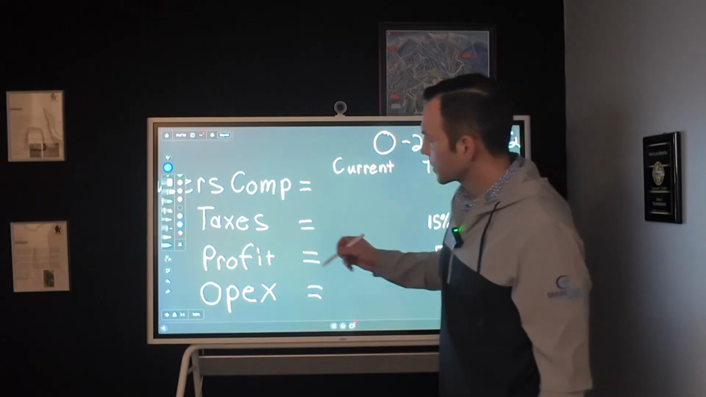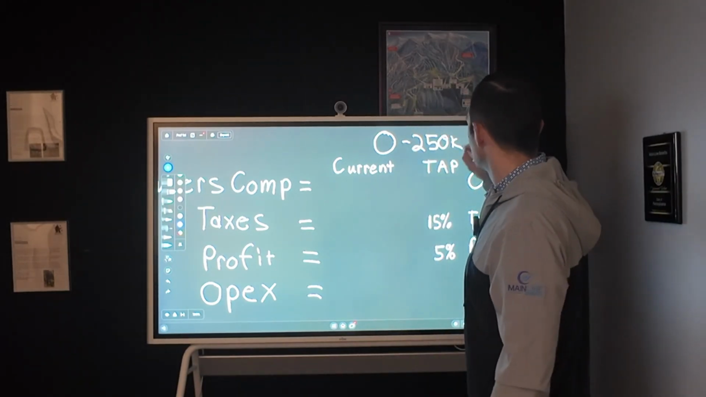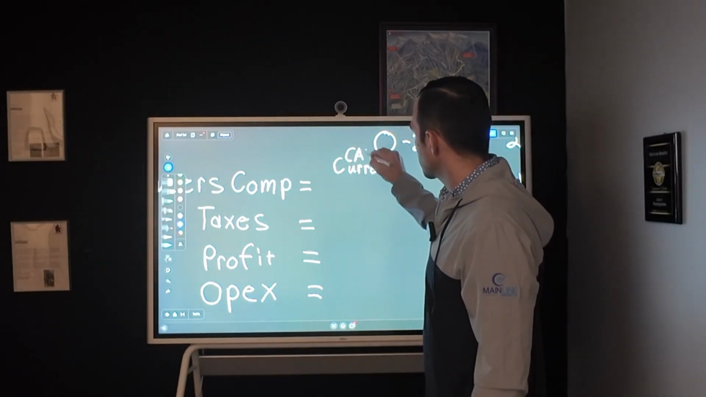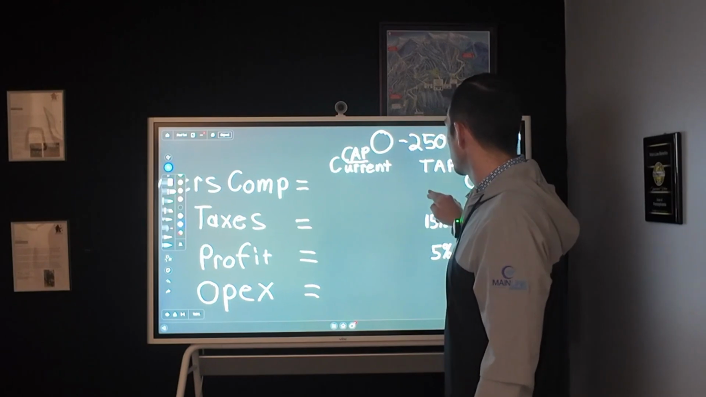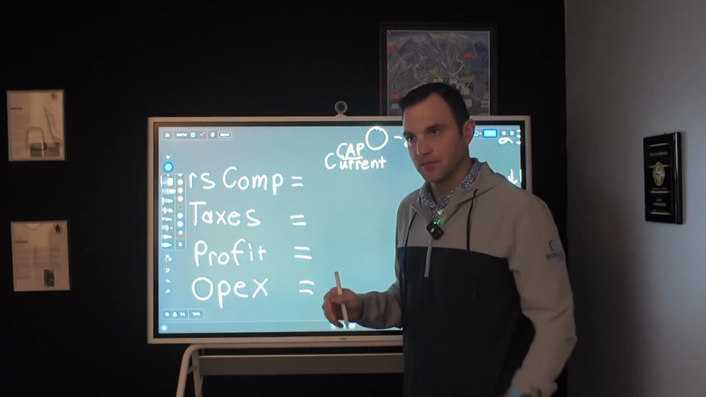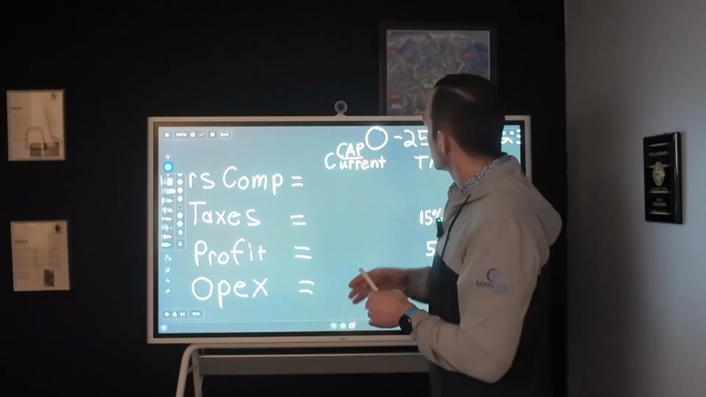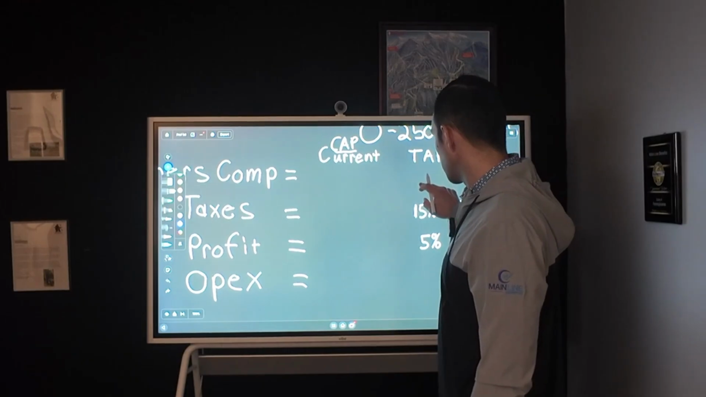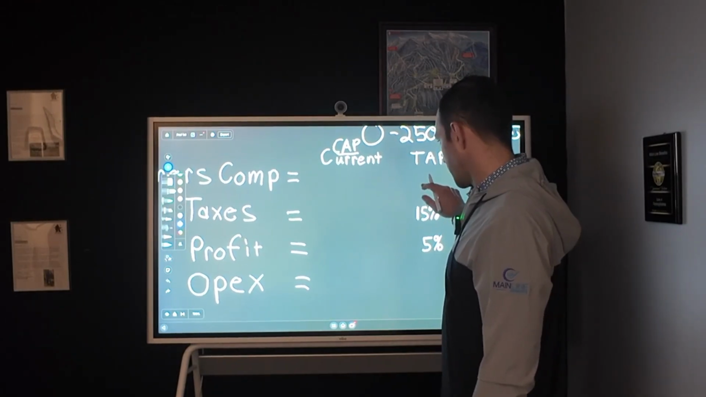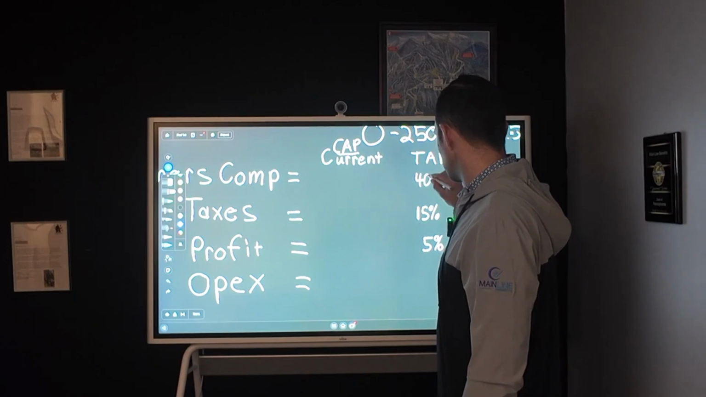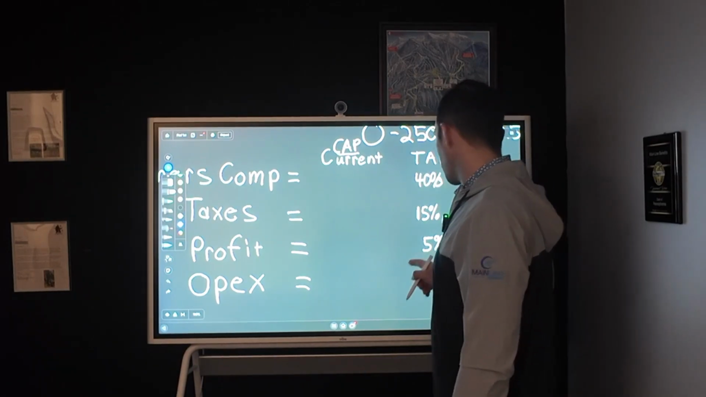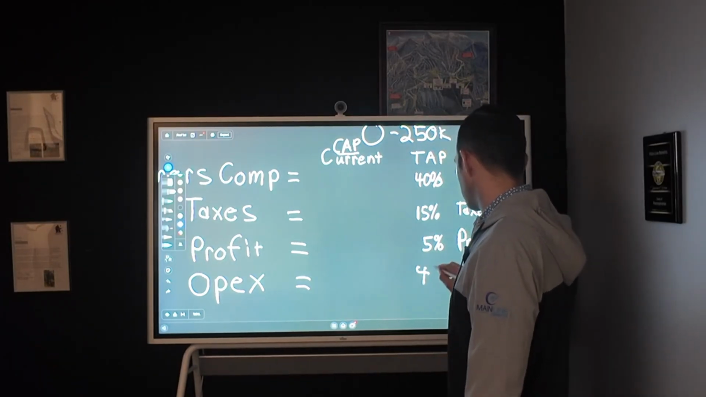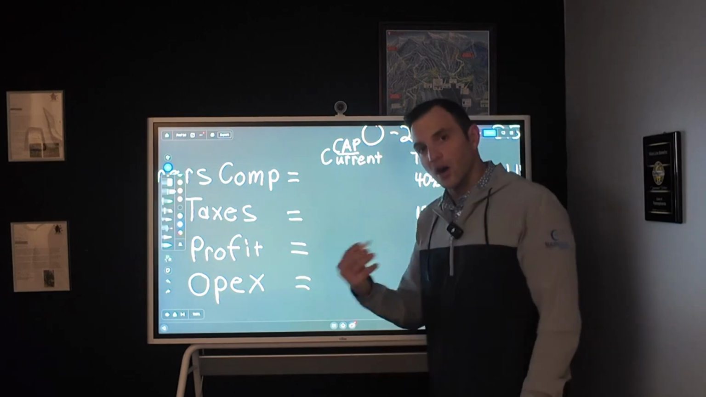So here we're going to base this off 0 to 250K in revenue. Sometimes he calls this CAPS, current allocation percentages, and TAPS. These are your target allocation percentages. The reason that these are segmented like this is because you want to get to the target, right? So if currently your owner's comp, let's say this is 40% target, and your OpEx would then just be 40% OpEx. That's what you spend on the business.